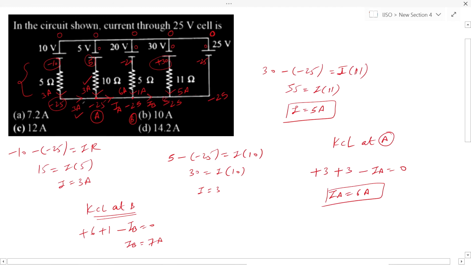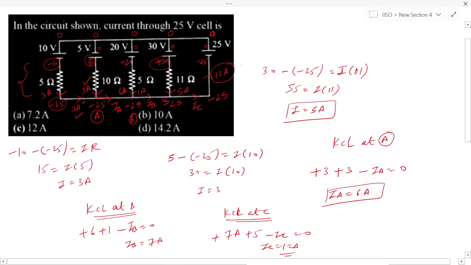This is junction C. KCL at C: 7 plus 5 minus IC equal to 0. IC will be 12 ampere. So the current passing through this will be 12 ampere.